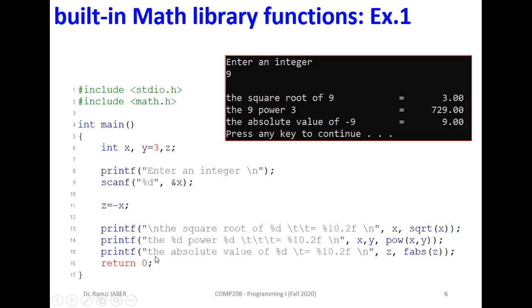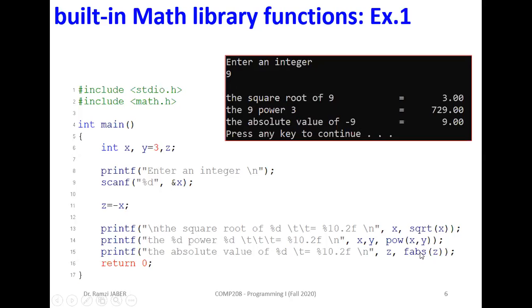Last one, printf, the absolute value of %d \t equal. The first %d is for z. Z here equals minus x, so z equals minus 9. The absolute value of minus 9 is printed with %10.2f and equals 9, a positive number. So we use fabs.